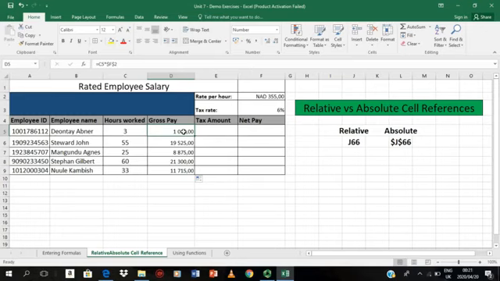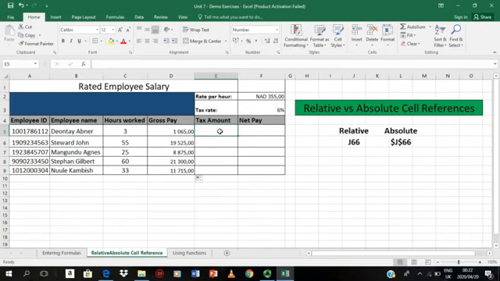In this one, $F$2 remains the same throughout. Okay, that's one side of the story. Let's continue. We should calculate the tax amount. I hope you're seeing the difference between relative and absolute cell addressing here already.